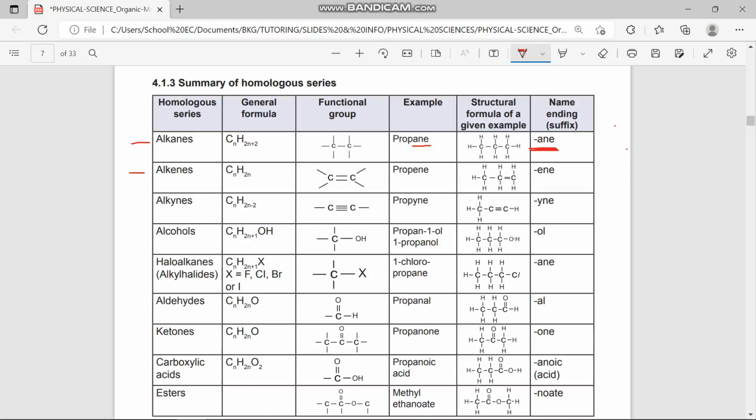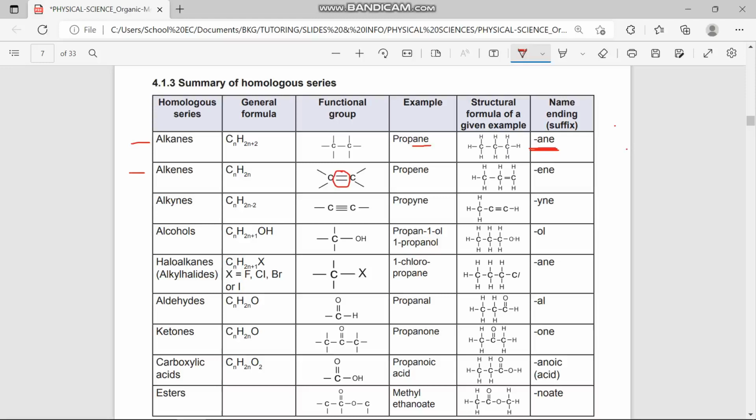Okay, alkenes, let's go straight to an example. Let's start from the general formula, which is CnH2n. For the functional group, we can see there is a double bond. That's the functional group. Each and every compound under alkenes must have a double bond between the C atoms, so that you can see, oh, this is an alkene.